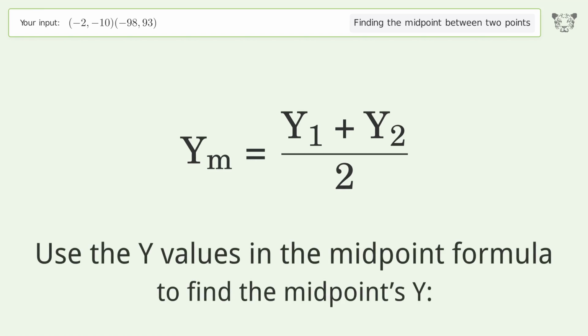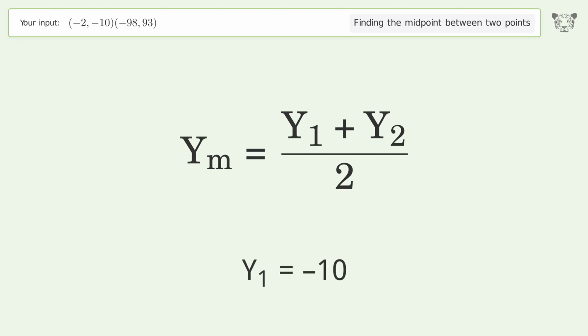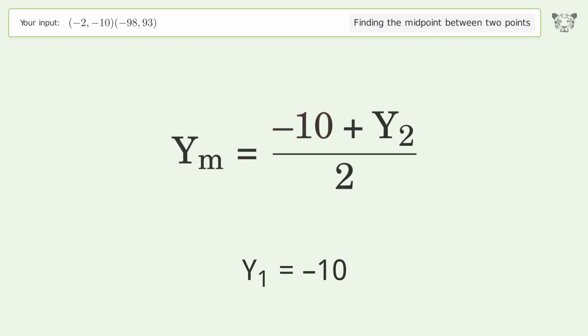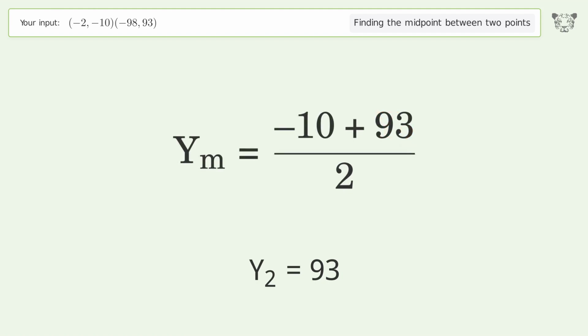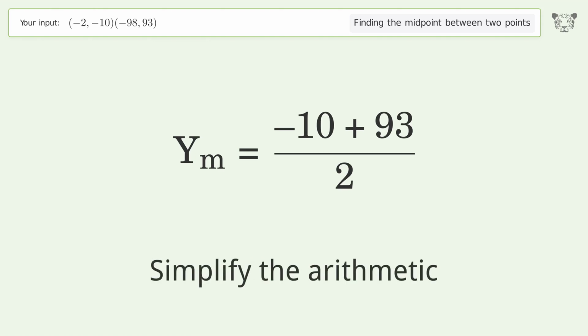Use the y values in the midpoint formula to find the midpoint's y. y1 equals -10. y2 equals 93. Simplify the arithmetic.